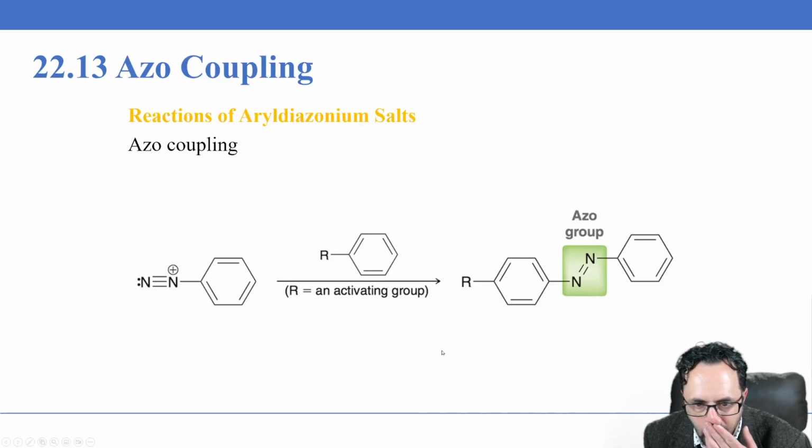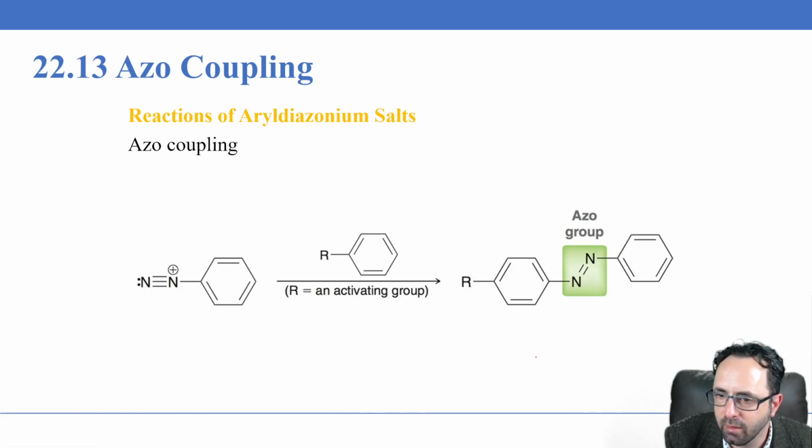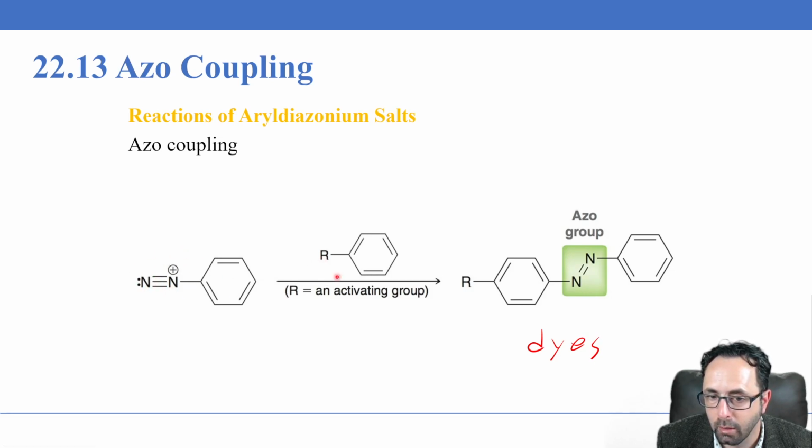Finally, we can produce diazo groups. And remember, these diazo compounds are great dyes, they have colors. We react the aryl diazonium ion here with an alkyl benzene, with an activating group of some kind on it, and we'll produce the diazo complex.